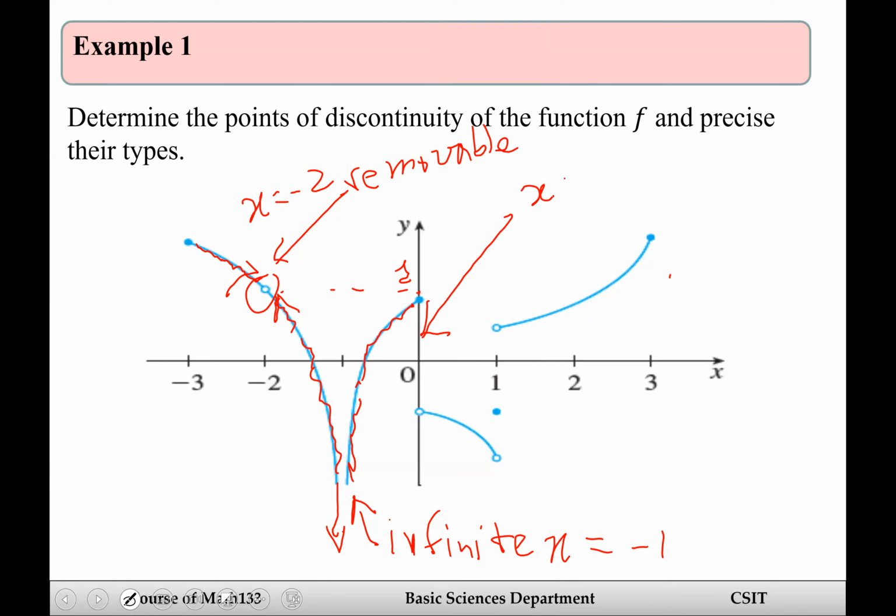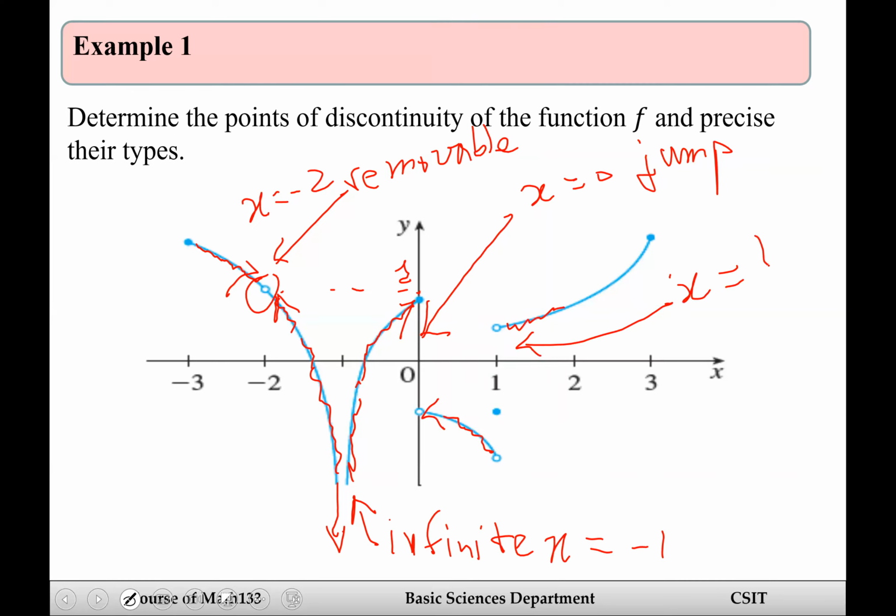And here, x equal to 0, which is a jump, since on the left we are at this value, and on the right we are at this value. So there is a jump between right and left. So the limit does not exist here. Then we continue. And here I have to stop and continue the graph. So there is a discontinuity at x equal to 1.